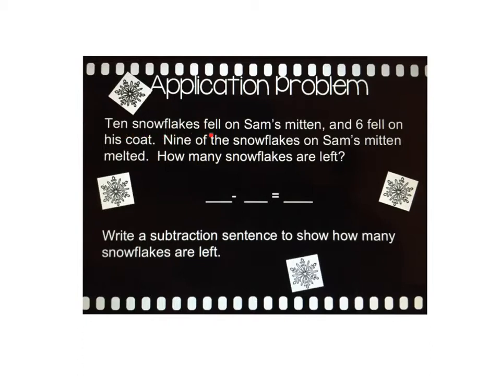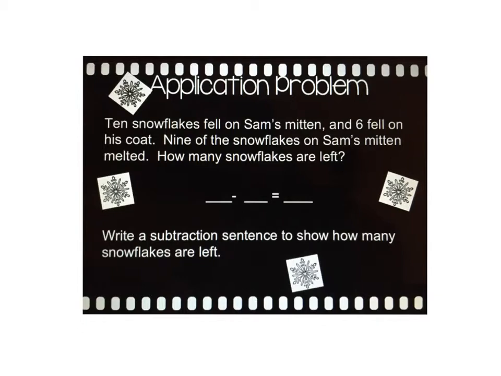10 snowflakes fell on Sam's mitten, and 6 fell on his coat. 9 of the snowflakes on Sam's mitten melted. How many snowflakes are left? Here it says to write a subtraction sentence to show how many snowflakes are left.